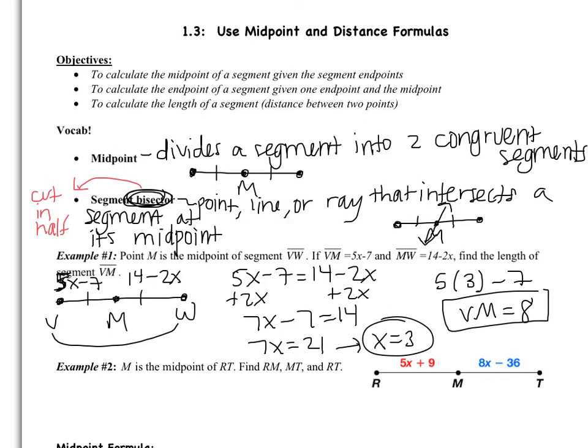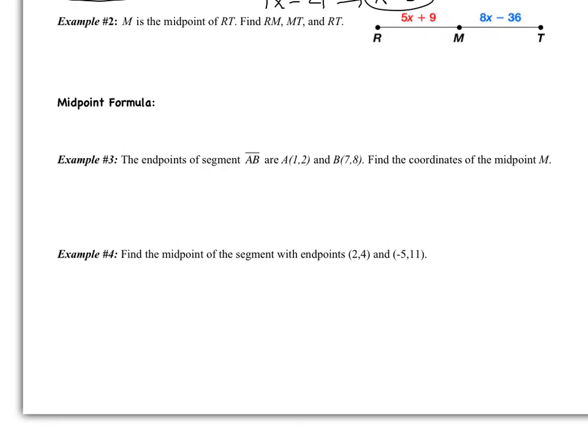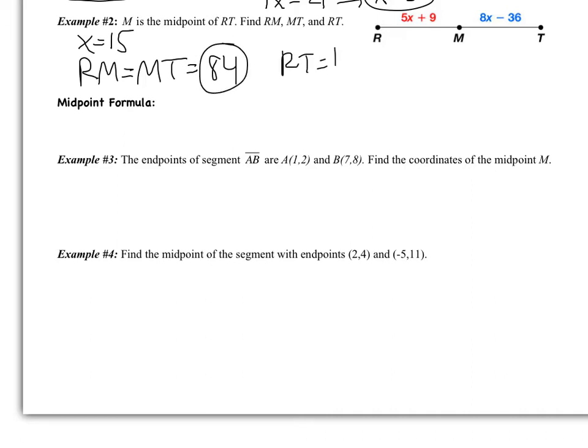Hopefully you've had a chance to try this one on your own. I'm just going to move the page real quick. Okay, as before, I'm not going to be showing you the work. I'm just going to be giving you the answer. You should have gotten x equals 15. Therefore, RM and MT are both 84. And RT is 168. Good job if you got those right. If not, I would like you to pause the video and try to see if you can figure out what you did wrong. When you come to class, I'm going to be checking to make sure that you have all the work showing the correct answers.